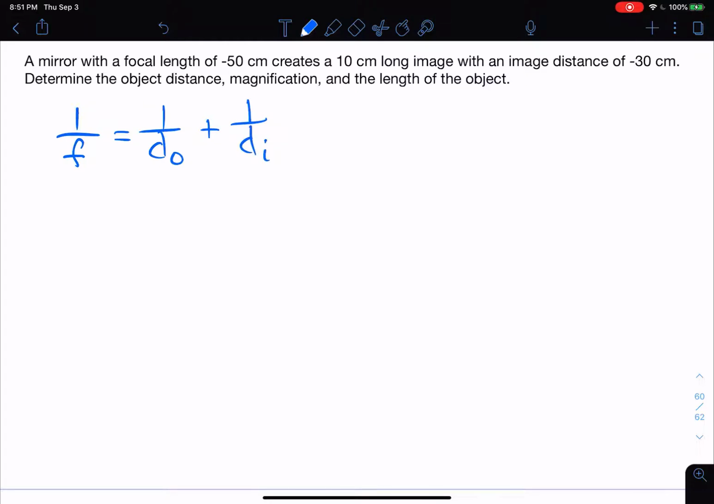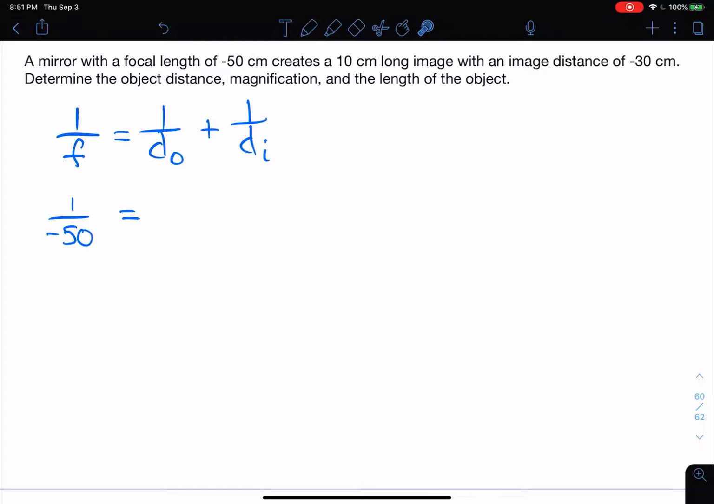So we know the focal length. The focal length is negative 50 centimeters. And I want to take a moment here to mention that I know a lot of times they say go ahead and convert your centimeters to meters. In this case, when you're using the optic formula, so long as all three of these have the same units, you don't need to convert. So in this case, I know my focal length is in centimeters, my image distance is in centimeters, so there's no need to convert. That means my object distance is going to come out in centimeters.